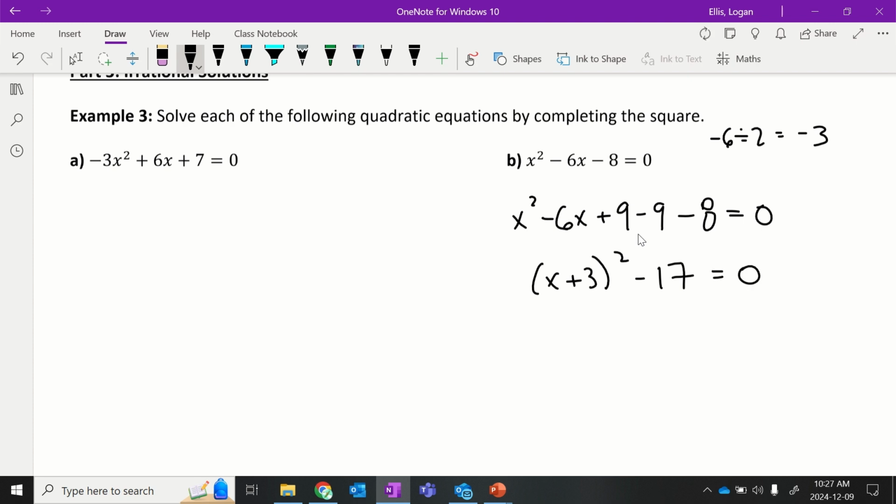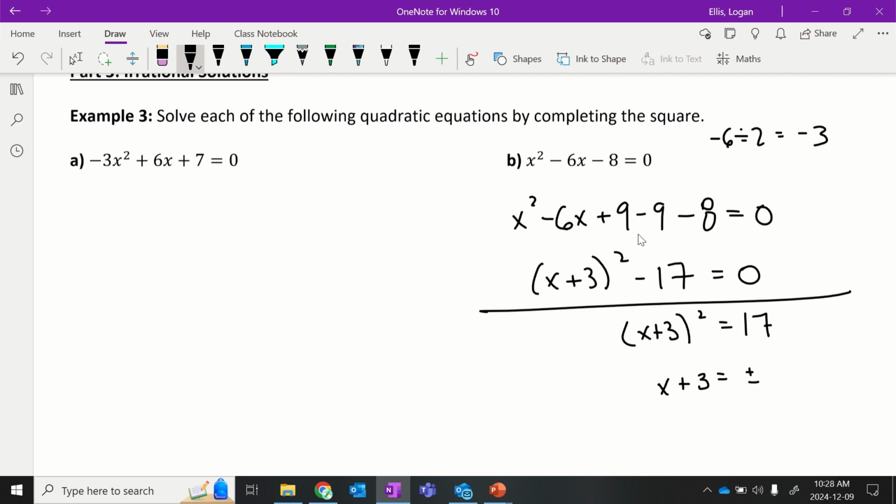And now you can solve that. So bring the 17 over. You're going to get (x plus 3) squared equals 17. When you move the -17 across, take the square root. Remember, don't forget your little plus or minus. But you see now, the square root of 17 isn't nice, right? It's ugly. So you're going to have decimals.